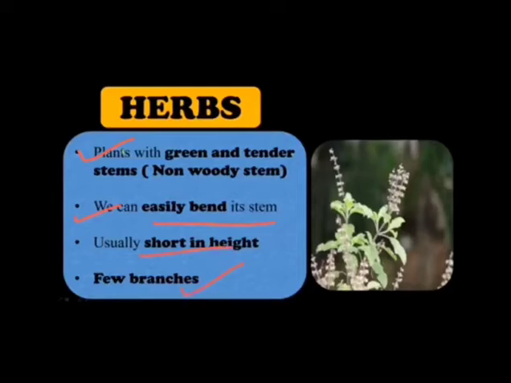Okay, so you can see in this diagram also, this is the tulsi plant and it is a herb, and this plant has a green and soft stem, basically the non-woody stem, and we can easily bend its stem. If we try to bend it, we can easily do it. And they are short in height also, they have few branches. So this is an example of a herb. Let's look at some more examples also.